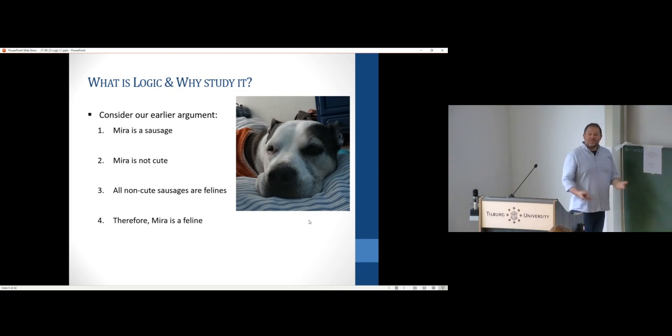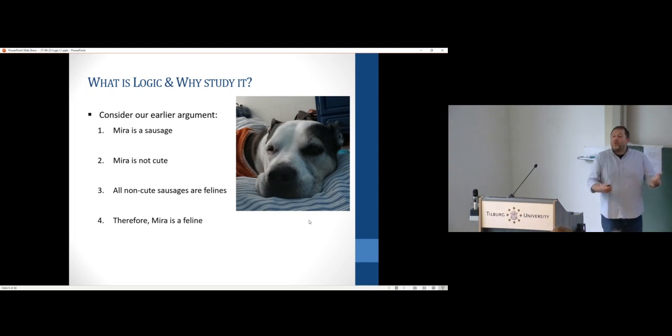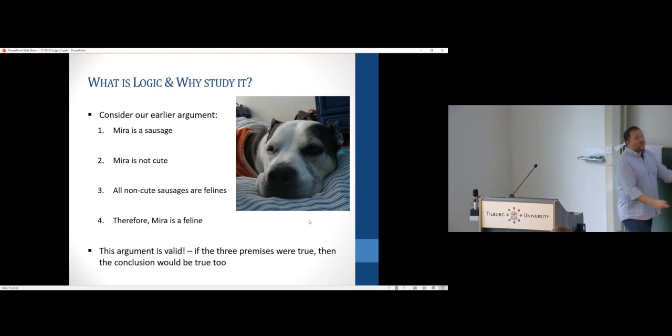What do we think? It's valid, right? It's got good form. Note that it's got good form, just as we said a second ago, even though 1, 2, 3, and 4 are all false. Because again, validity isn't concerned with the actual truth or falsity. It's concerned with this possibility. If the 3 premises were true, the conclusion would have to be true. There's no way for the conclusion to be false on the assumption that the first 3 were true. Cool? Do we see it?